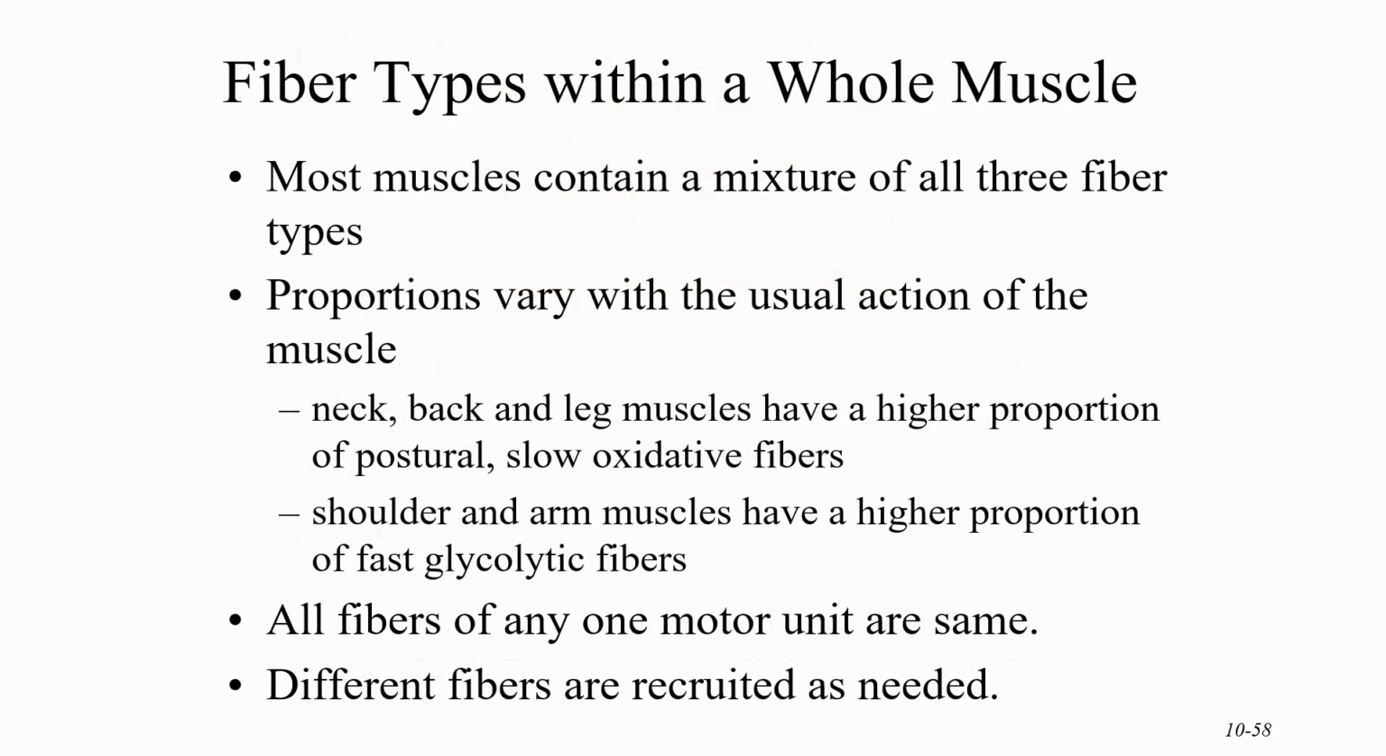Now, the fiber types within a whole muscle: most muscles contain a mixture of all three fiber types. The proportions usually vary with the usual activity of the muscle. So neck, back, and leg muscles have a higher proportion of postural, slow oxidative fibers. Shoulder and arm muscles have a higher proportion of fast glycolytic muscles, so the faster twitch fibers. And all fibers of any one motor unit are going to be the same. Now, different fibers are going to be recruited as needed.